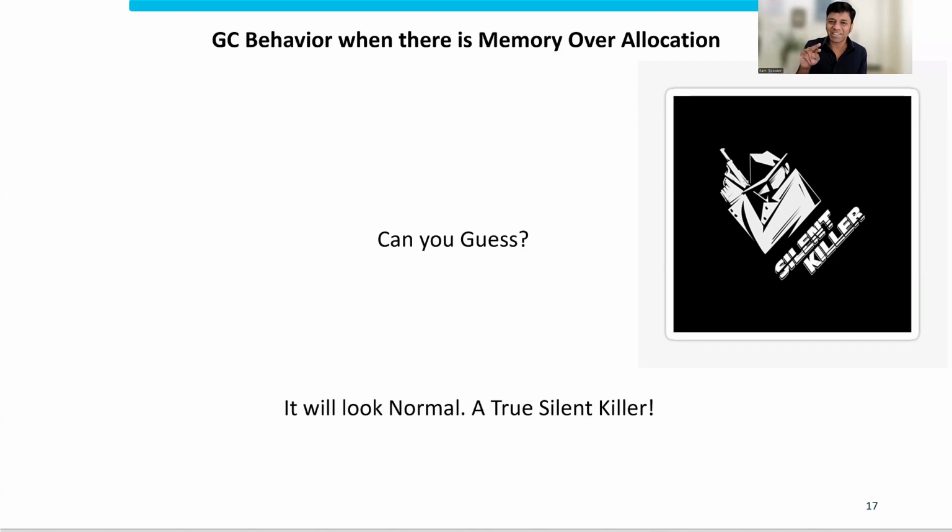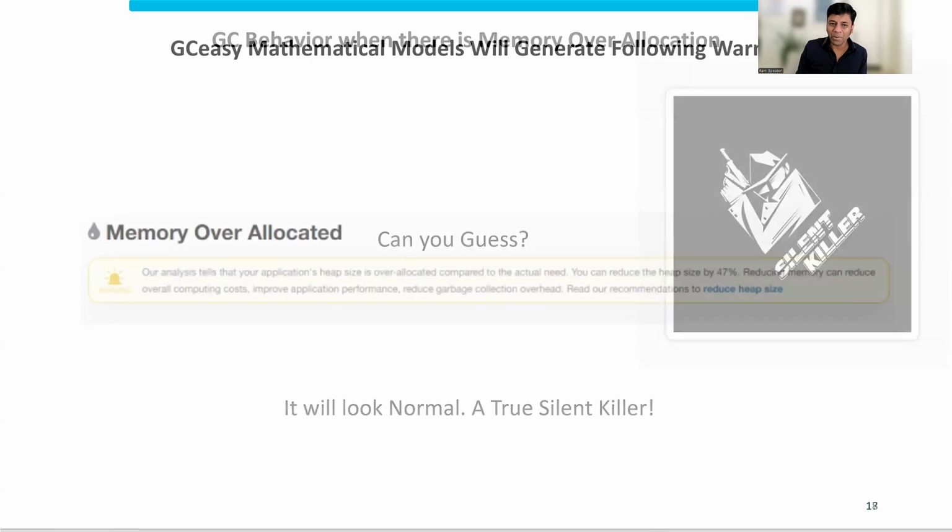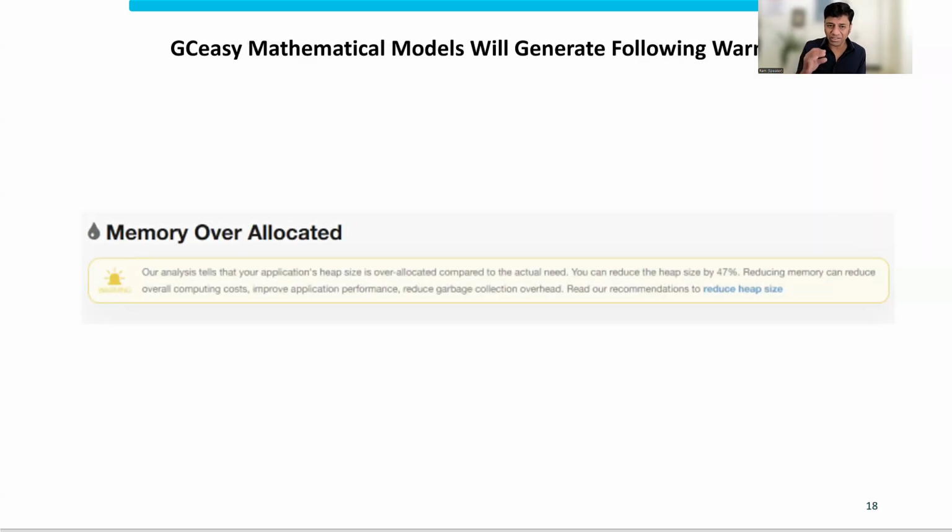In fact, I would say this: if your memory looks very healthy and you don't see any problems, there is a very high chance you have over allocated your memory. But what we have done in GCEC is some mathematical modeling. We have some models, so in real time we can tell, not 100% accurately, but to a degree, that you have over allocated.